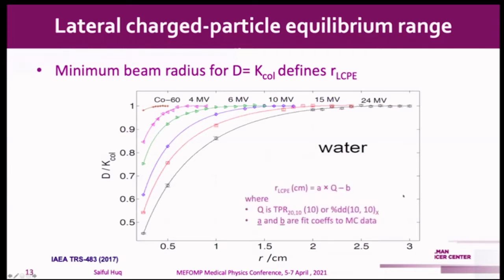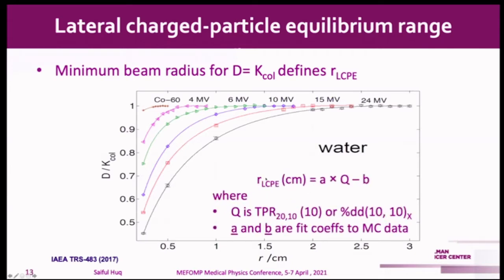So when one expresses this RLCPE, one can do that as a function of the beam quality Q, and Q is TPR 20/10, or percentage depth dose. That can be given by this equation, where Q is either TPR 20/10 or percentage depth dose, and A and B are the coefficients obtained from this fit to the Monte Carlo data.